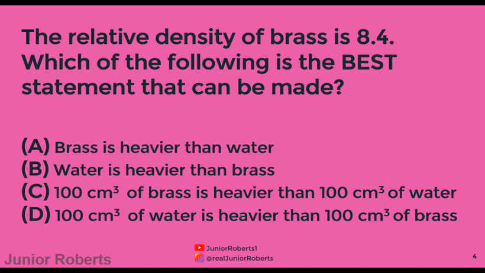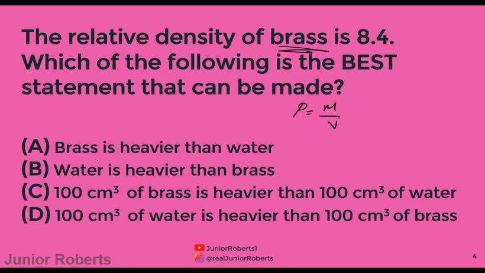Now, before we answer this question, we first need to recall our definition for density. Right? So we know that density is simply the mass divided by the volume, or the mass per unit volume of an object. And relative density, on the other hand, is the density of any substance, in this case, brass, compared to the density of water. Now, again, since density is mass per unit volume, we have to consider how much mass is in a certain volume.